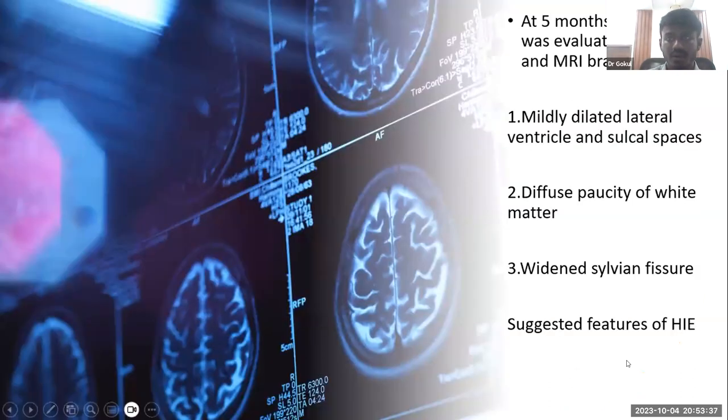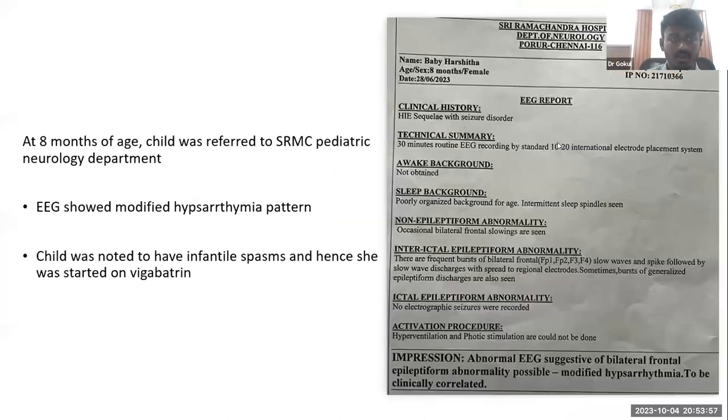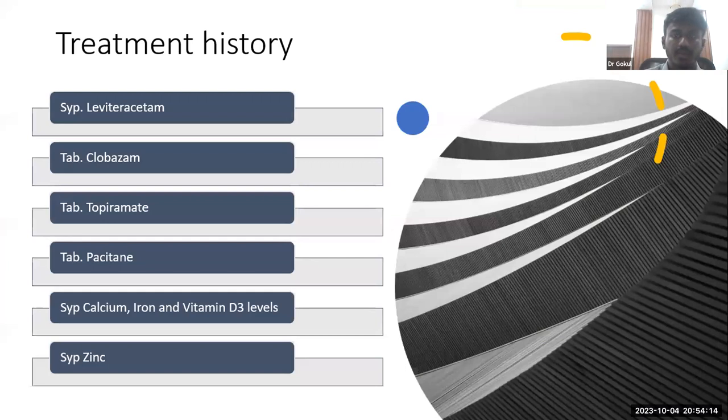MRI was done and it showed mildly dilated lateral ventricles and sulcal spaces, diffuse paucity of white matter and widened Sylvian fissure, suggestive of features of hypoxic ischemic encephalopathy. Workup for IEM was done outside, which was reported as normal. TMS was also reported as normal. At 8 months of age, the child was referred to SRMC pediatric neurology, and EEG was done, which showed a hypsarrhythmia pattern. The child was noted to have infantile spasms, hence was started on vigabatrin. Along with vigabatrin, the child was taking other anti-seizure medications.